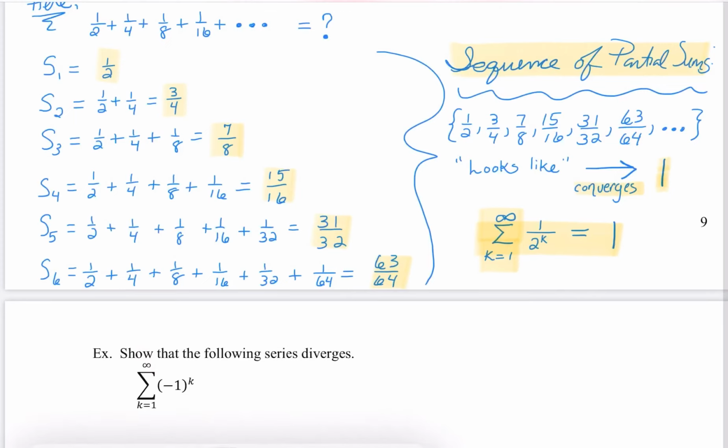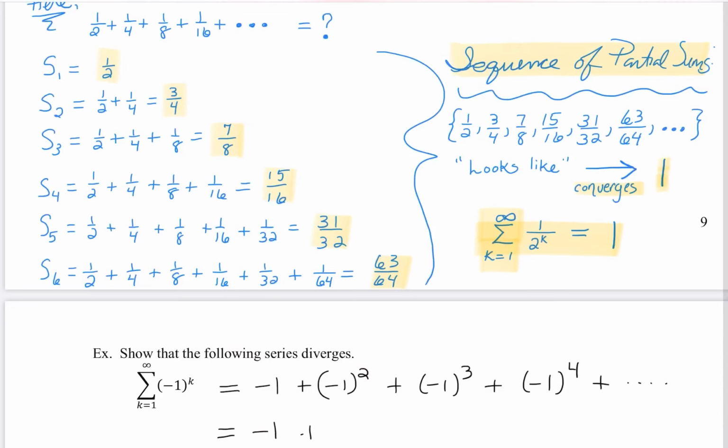So if we look at the sum as k goes from 1 to n of negative 1 to the k. We start at k equals 1, that would be negative 1 to the first, which is negative 1, plus negative 1 to the second, plus negative 1 to the third, plus negative 1 to the fourth, and so on, right? So let's first get an intuitive sense of what we're looking at here.